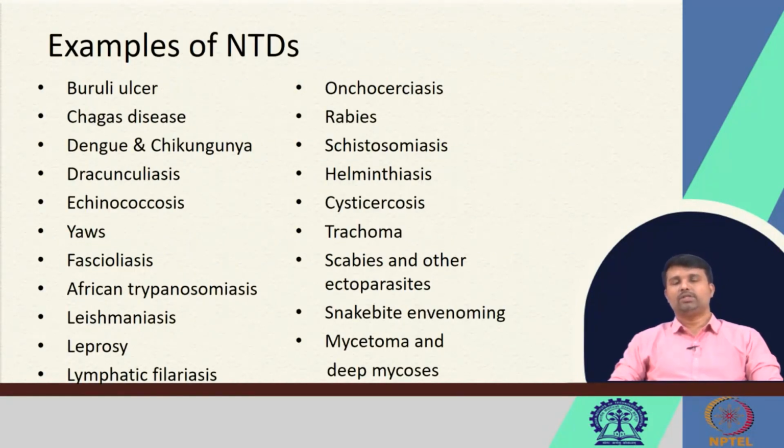Let us see some examples of neglected tropical diseases. As you can see, these are diseases which are common in third world countries or the developing countries. They are not prevalent in the developed countries because of the advancements in science and technology, which have resulted in proper healthcare systems, hygiene, cleanliness, and several other things. But these diseases continue to affect the population living in developing countries.